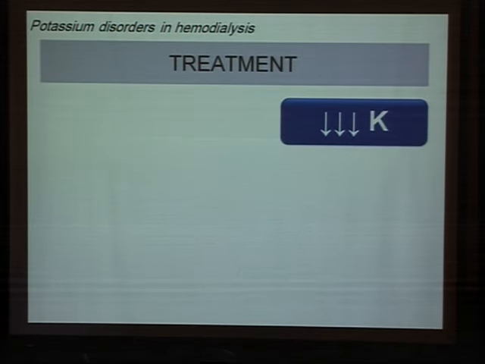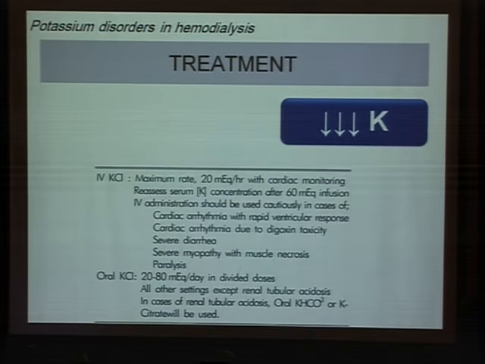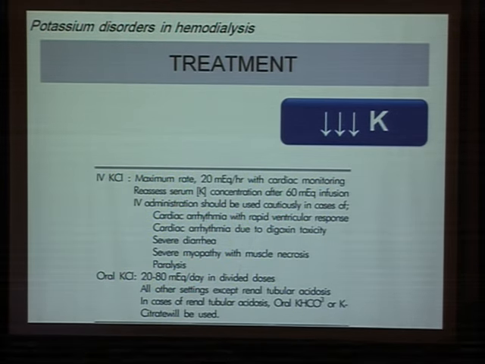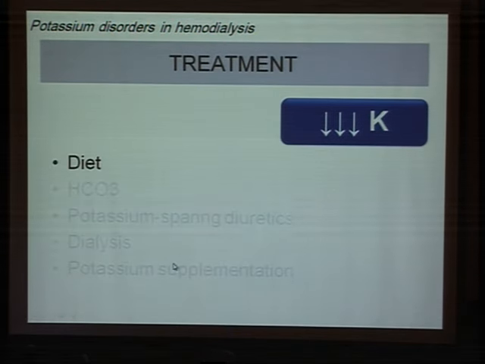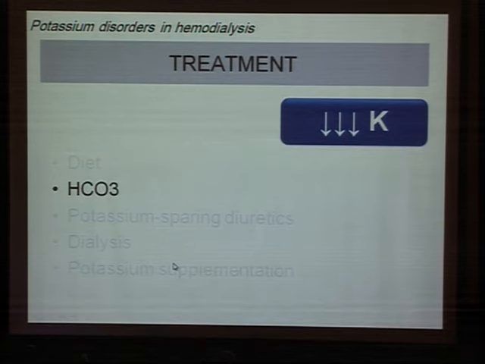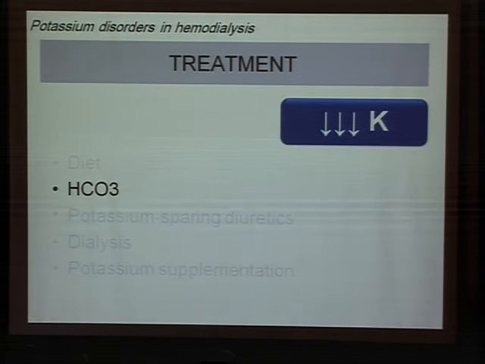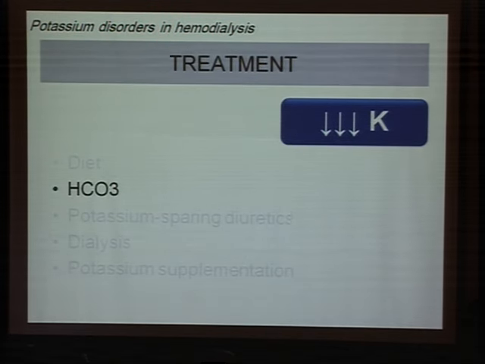And the last part of my talk is treatment of hypokalemia. We have IV and oral potassium supplementation. We have diet. Please increase your diet, and you might need some effort to change the dogma of the patient. Should I eat banana? Yes, please eat banana. You have hypokalemia.